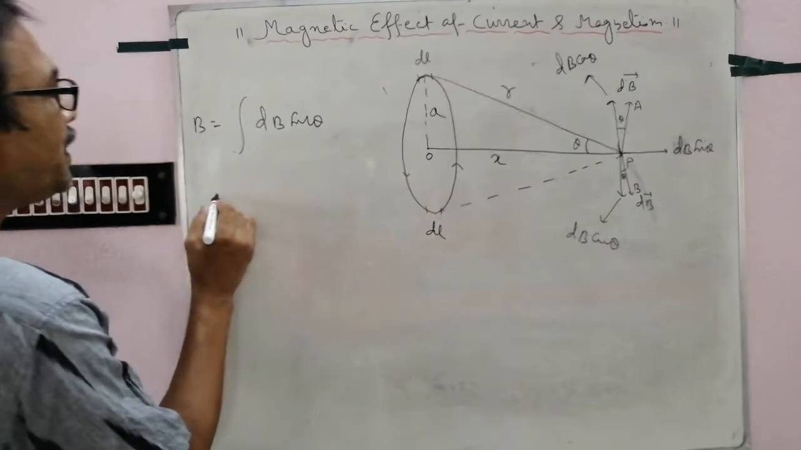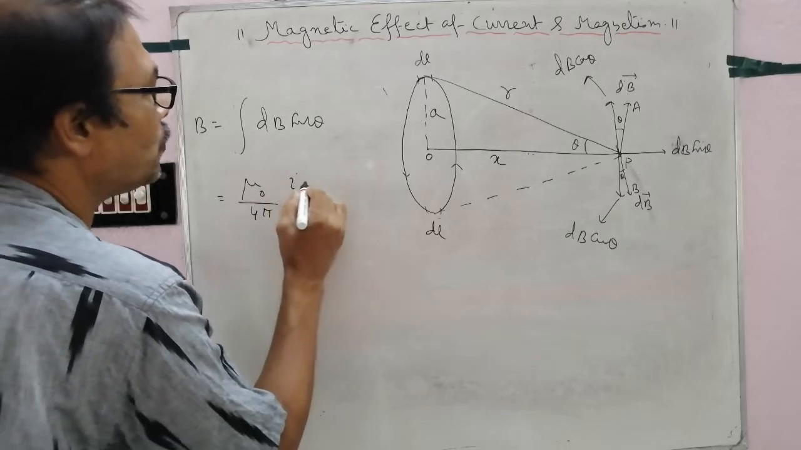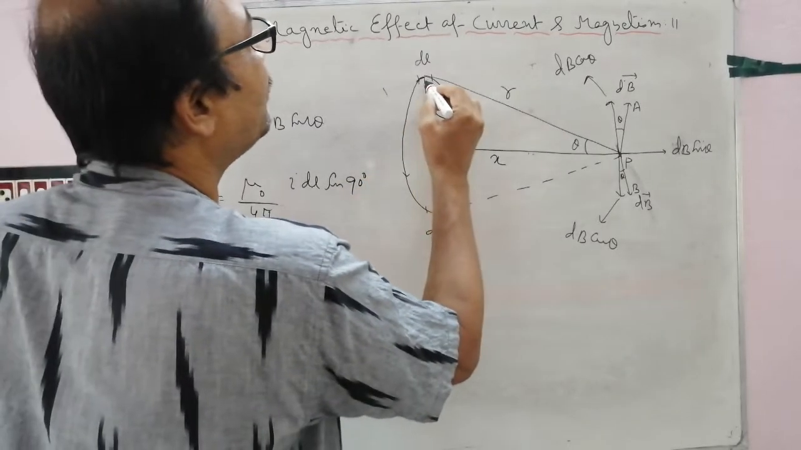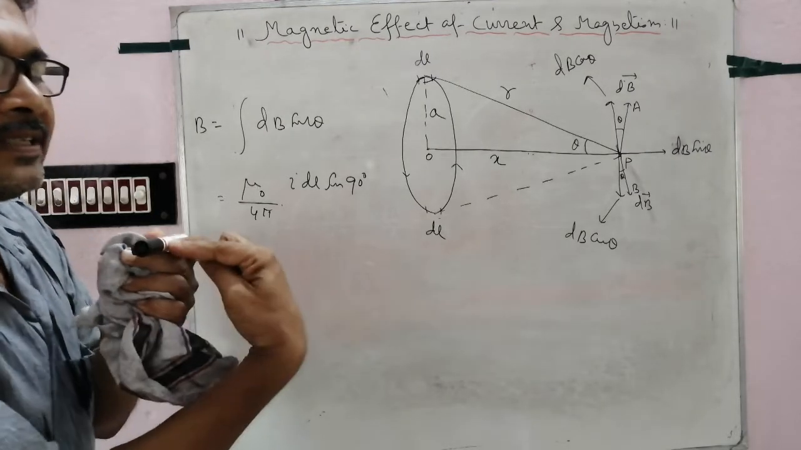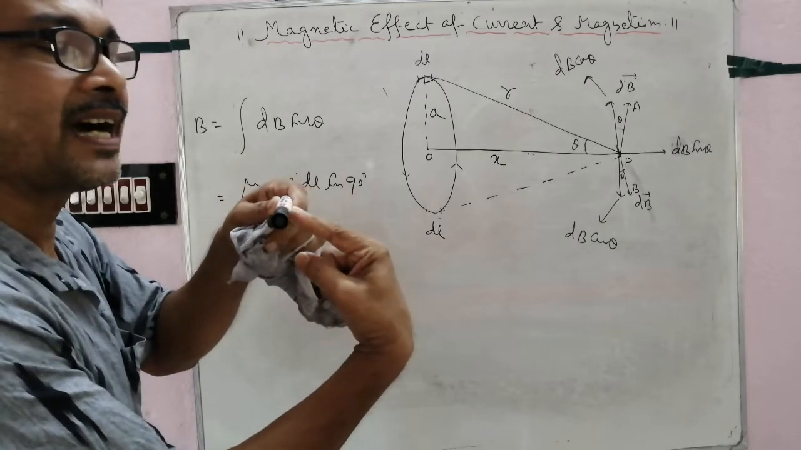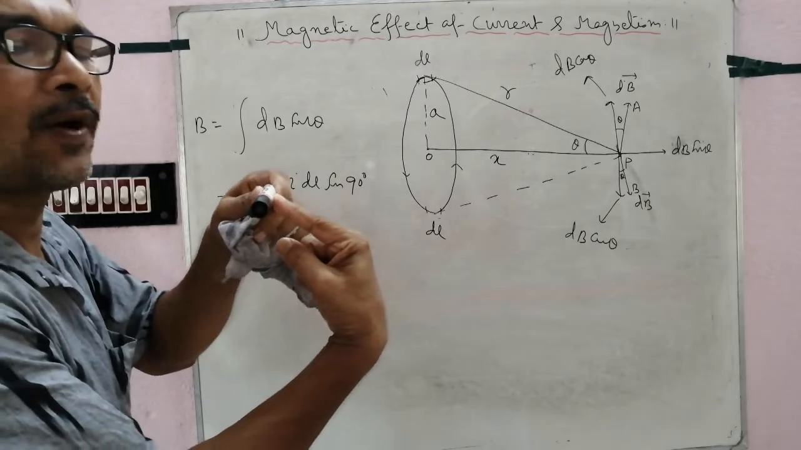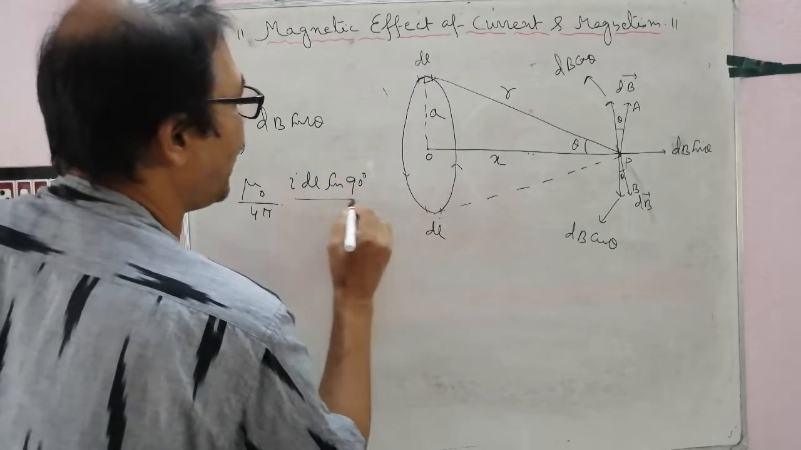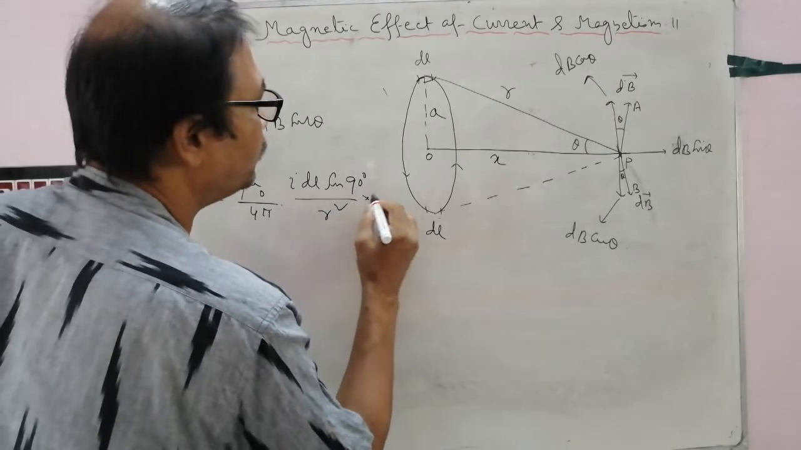dB sine theta. Follow, dB equals mu 0 by 4 pi into I dl sine 90 degrees, because this angle is 90 degrees. Follow, this is dl and this is r. So the angle between my finger, this is r, and this pen, the wire, is 90 degrees. Follow, this angle is 90 degrees. So dB equals mu 0 by 4 pi into I dl sin 90 by r square. Clear? Into sin theta.